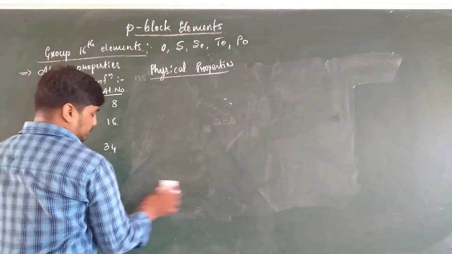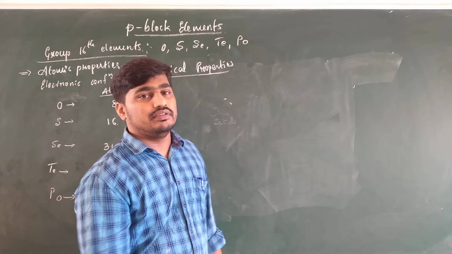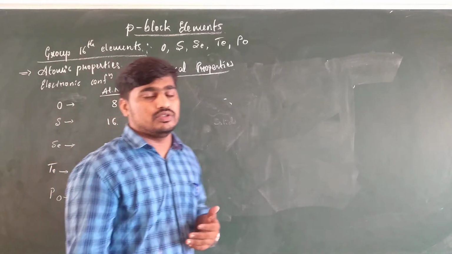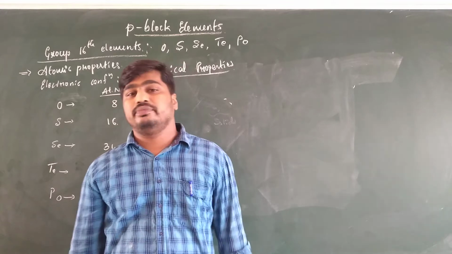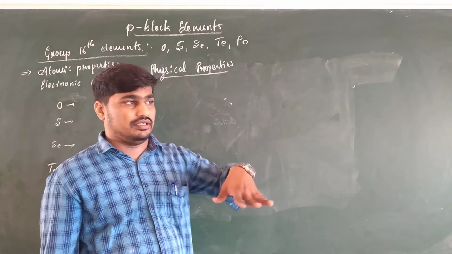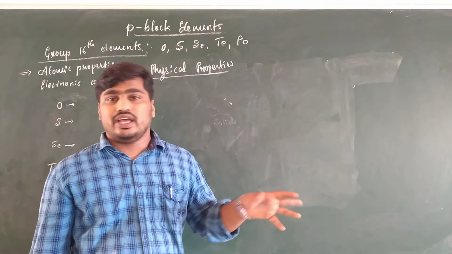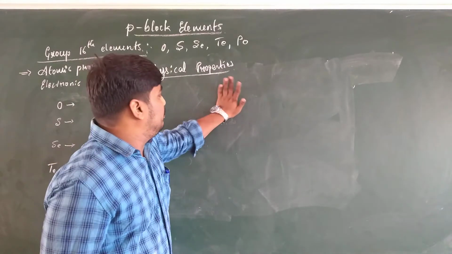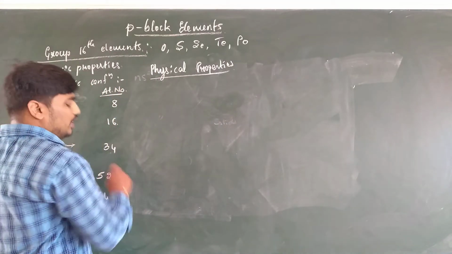Next, solubility. Almost all these elements are soluble in water. Oxygen is readily soluble in water. You know that in the ordinary case, sea water contains dissolved oxygen, which is very helpful to marine fishes and all that.